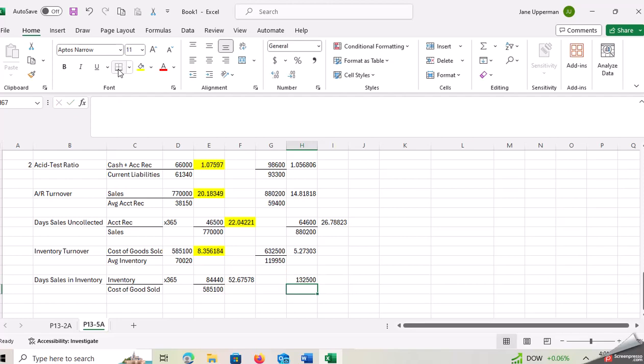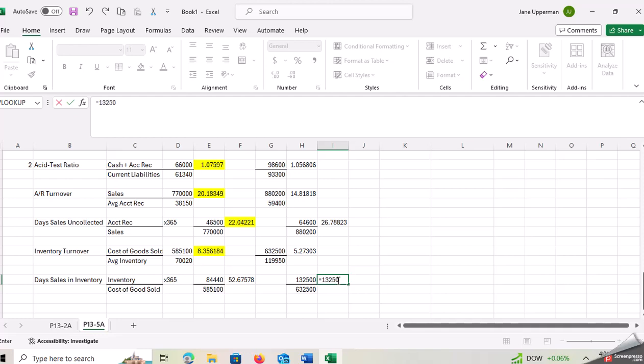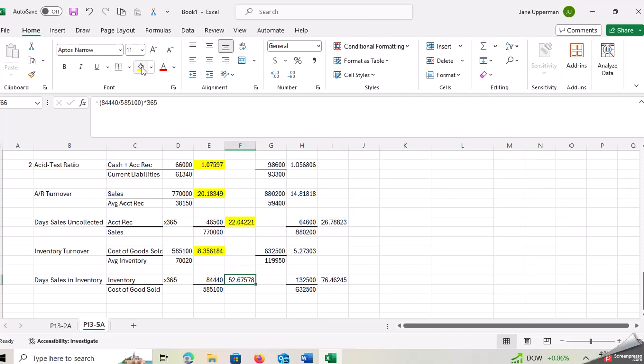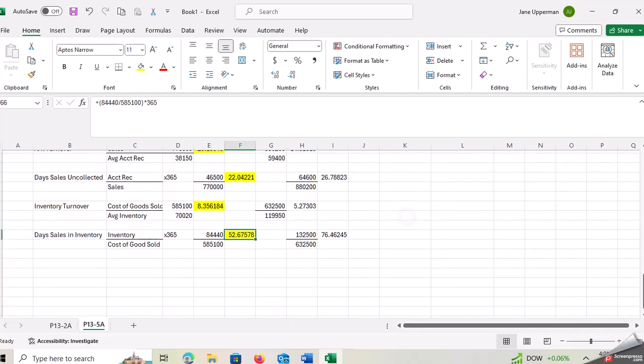And then their cost of goods sold is 632,500. And then we'll divide those and multiply by 360. So the formula is 132,500 divided by 632,500. And again, I'll put it in the parentheses just to be safe, because we have to do that one first, then multiply by 365. So 76 days is how long their inventory is sitting around their warehouse. So again, the lower amount of time for our inventory to sit in our warehouse, the better.